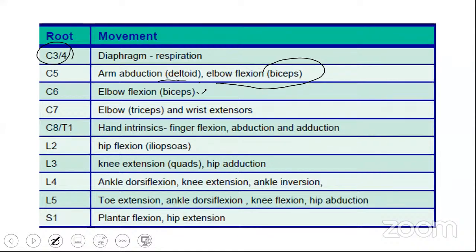by L3 spinal segment, ankle dorsiflexion, knee extension, ankle inversion, or L4, toe extension, ankle dorsiflexion, knee flexion, and hip abduction are mediated by L5. The plantar flexion, S1, is more important, plantar flexion and hip extension. So these are the important movements all the students should remember to localize the lesions, and this is a very important slide.